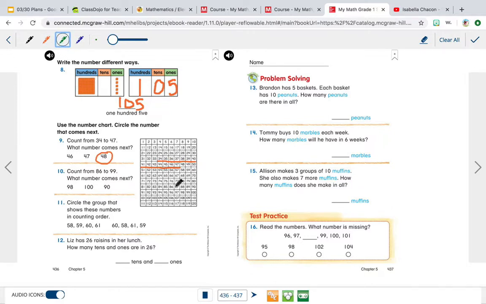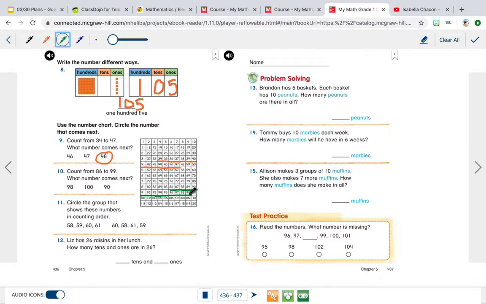Now we're counting from 86 to 99, so let's change color. So we're going to find 86, which is all the way down here, and we're going to count to 99. So count with me, my friends. 86, 87, 88, 89, 90, 91, 92, 93, 94, 95, 96, 97, 98, 99.